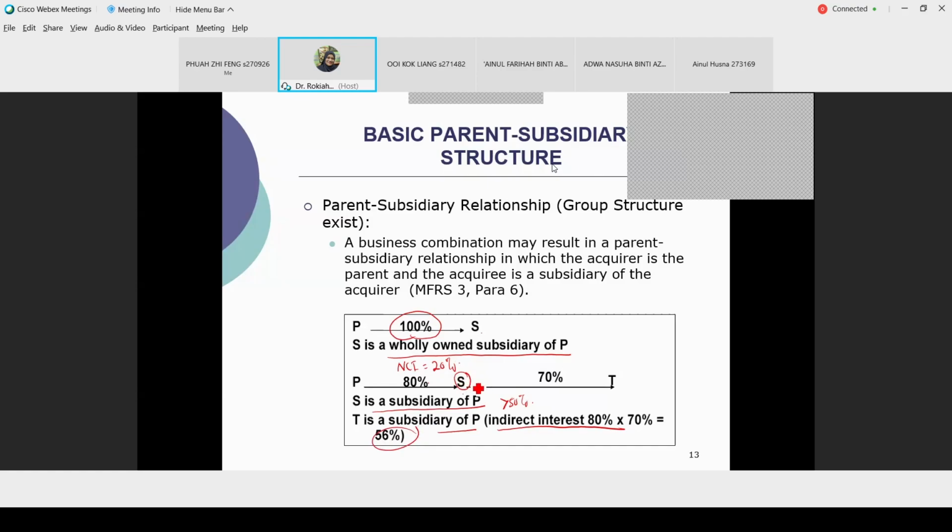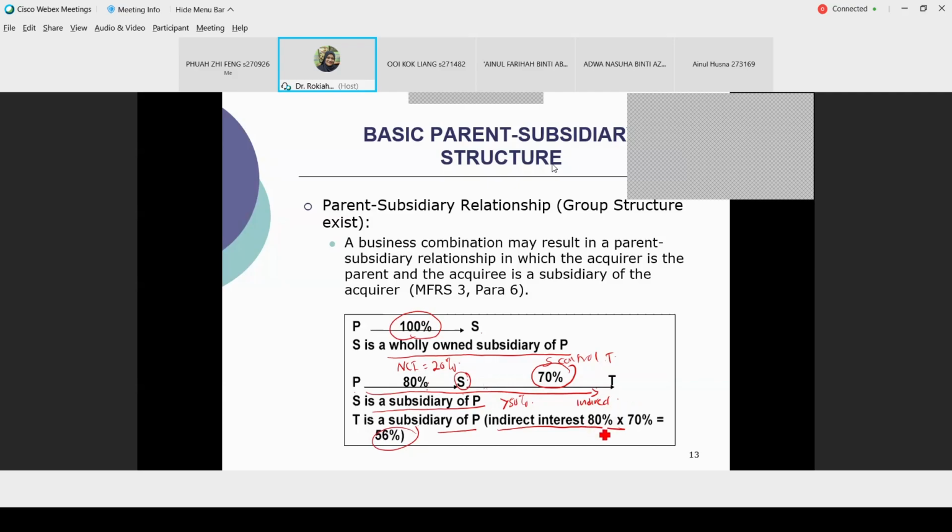How can it become like this? You have here the parent controlling S at 80%, and then S also controls T, so T becomes S's subsidiary. T becomes S's subsidiary because S has a share of more than 50% in T. So S can control T, and indirectly P can control T through S. You have an indirect interest. This is what we call indirect interest.